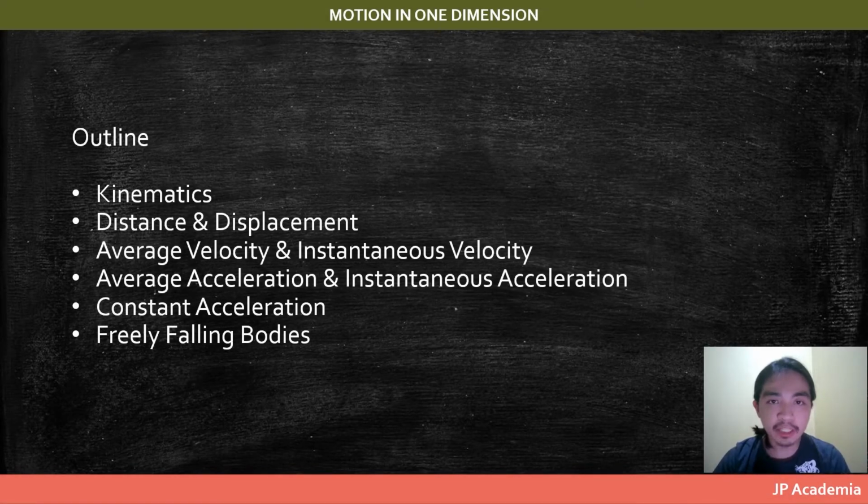In this video lecture, I'm going to discuss motion in one dimension. And we have the following topics. First, we will define kinematics, followed by distance and displacement, average velocity and instantaneous velocity, average acceleration and instantaneous acceleration, constant acceleration equations, which is very important. Then the last is freely falling bodies.